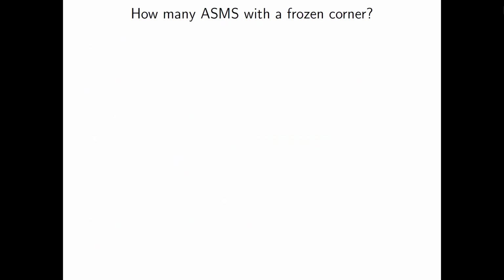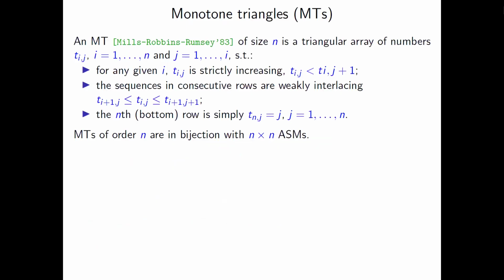So how many ASMs with a frozen corner? This is what we want to ask. To count them, to enumerate them with our computer, we will use the bijection with monotone triangles, which has again been mentioned several times. I use a description where the triangle has its longest side horizontal on the bottom. And there is this nice bijection. And indeed, this is the most efficient way to enumerate ASMs, because for some reason this algorithm is more efficient.